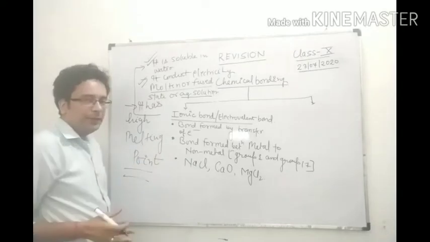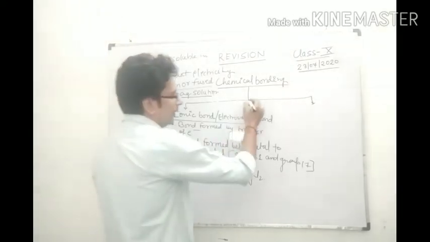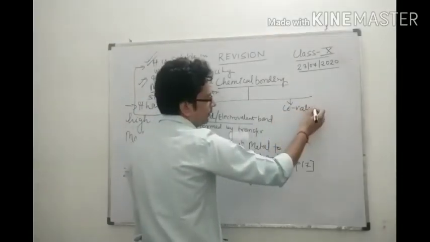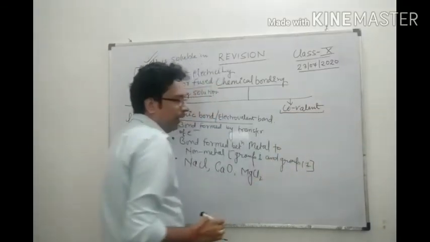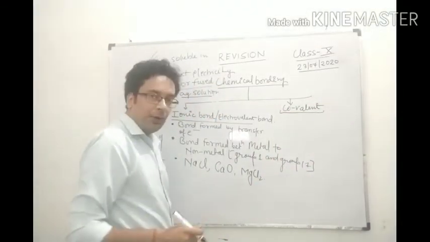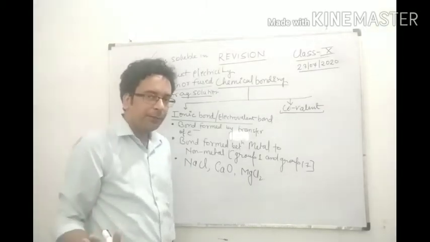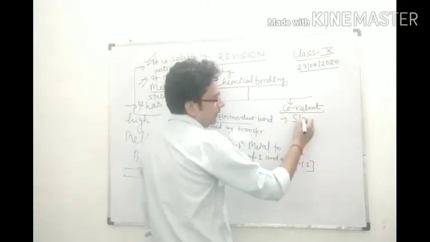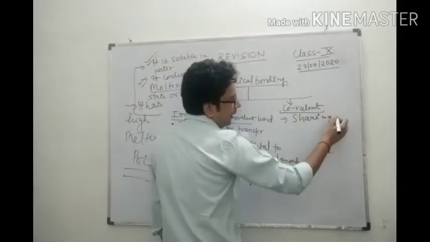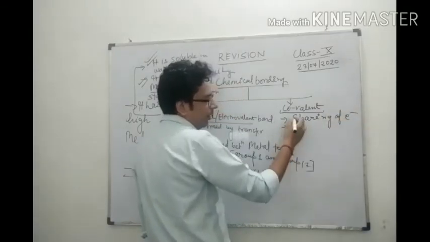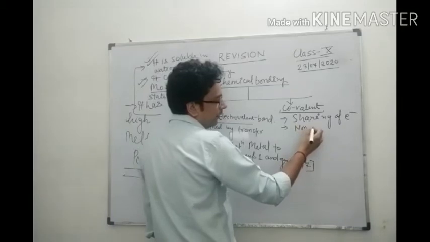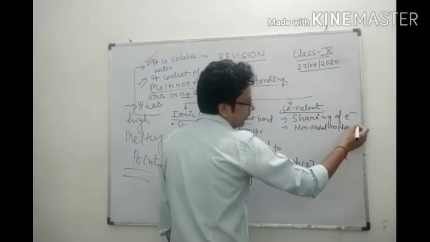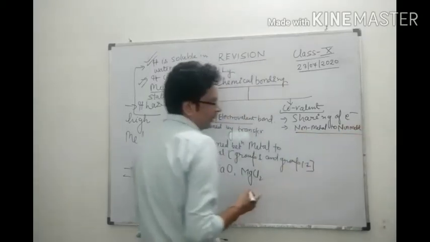Okay, these are some important points. Now next, covalent bond: a bond formed by the sharing of electrons, and the bond is formed between non-metal to non-metal. Now next point.